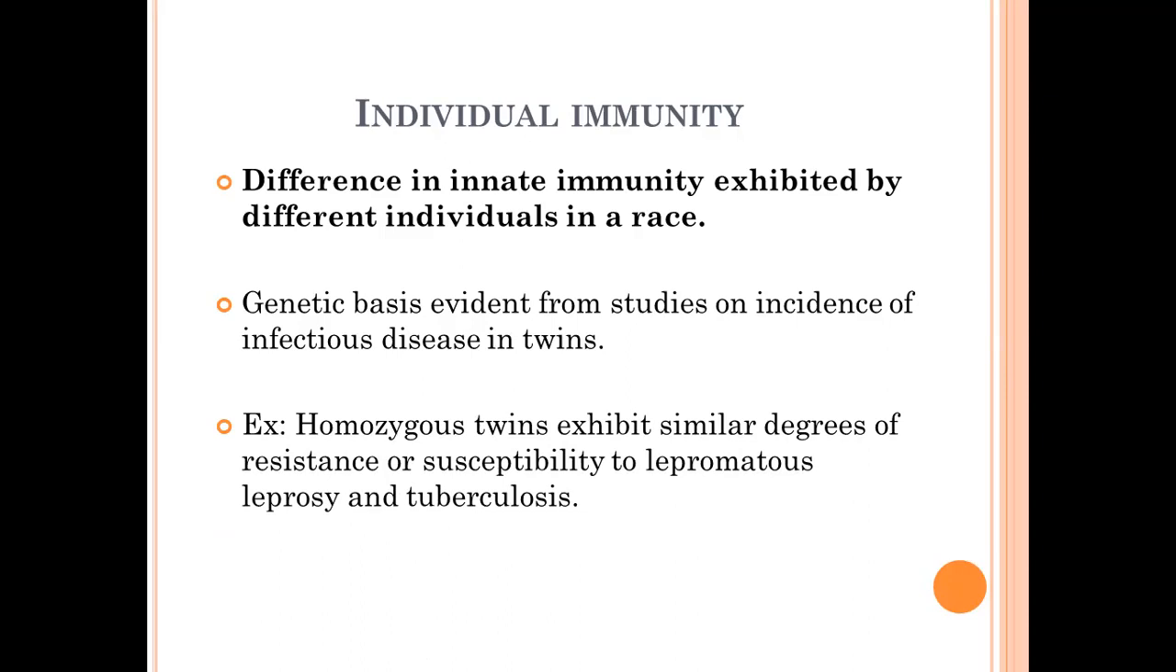But otherwise, it is present only in homozygous twins. Otherwise, for a particular individual, the immunity will be different in each and every individual. So even if the races are the same, it will be individual immunity which is counting for the development of the immune response. Now there are different factors which are affecting this innate immunity.